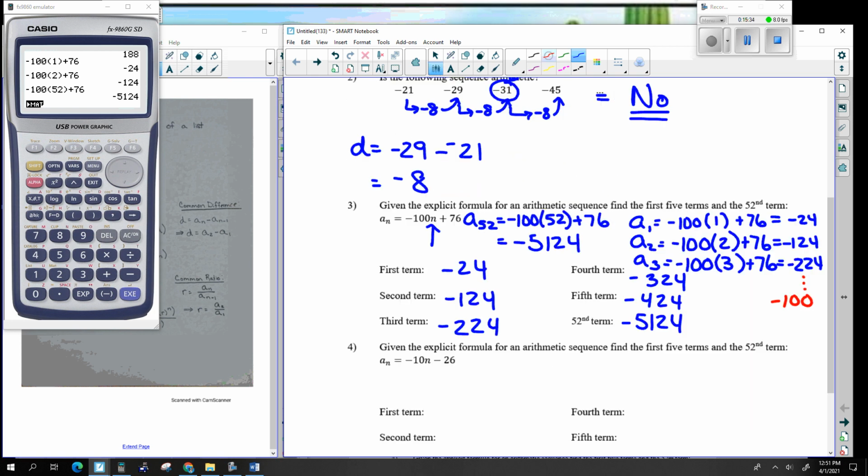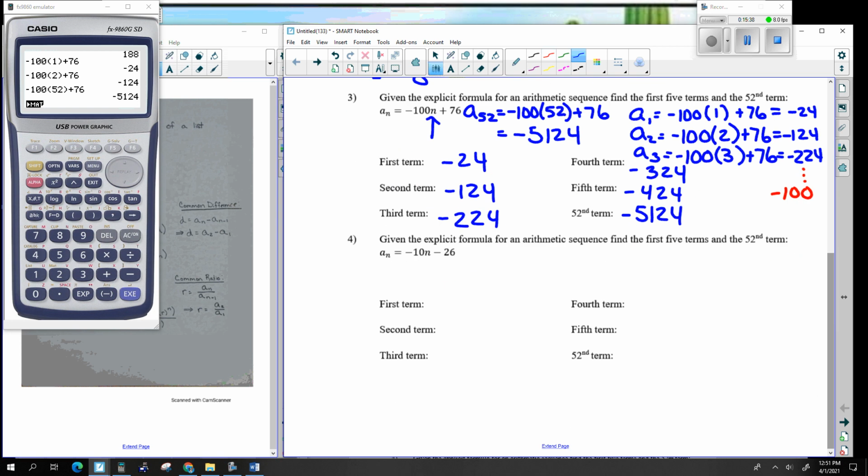Okay, number 4 is the exact same thing, but just with a different arithmetic formula. Okay, so let's find that first number. Switch colors here. And so this is negative 10n, which the first number is 1, minus 26. And then the second number, negative 10.